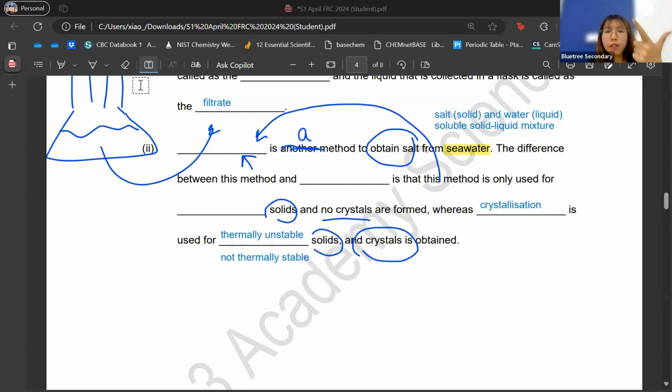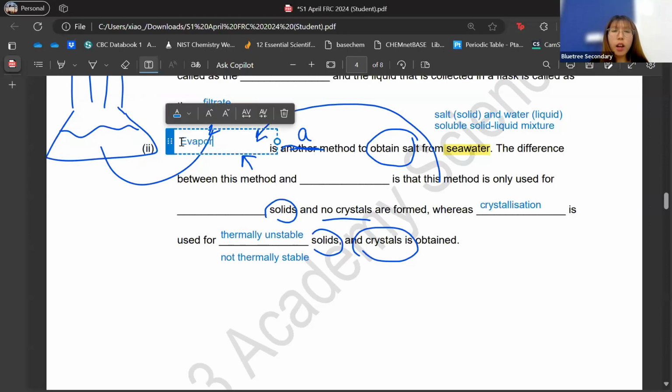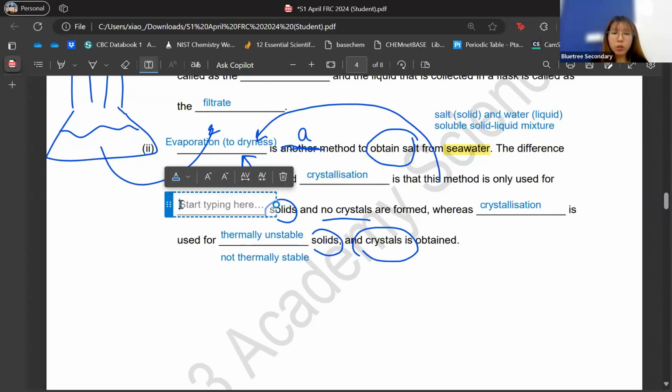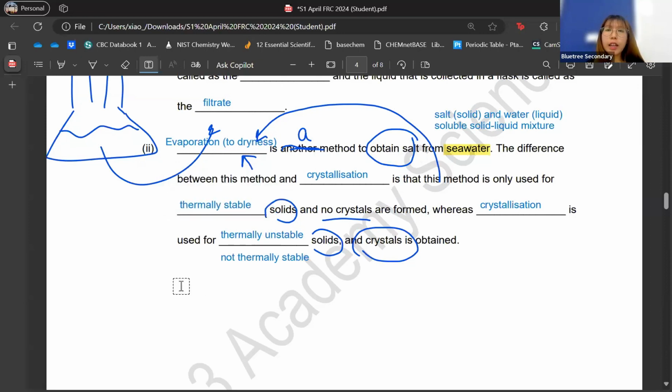So crystallization and evaporation are both purification techniques that you learn in this topic of separation techniques. If you have managed to identify, then you'll know that the first blank will be evaporation. Some schools just teach it as evaporation, some schools teach it as evaporation to dryness. Both are accepted. And between this method and the second method we have already identified, crystallization, the difference is that evaporation is used for thermally stable solids, whereas crystallization is for thermally unstable solids.